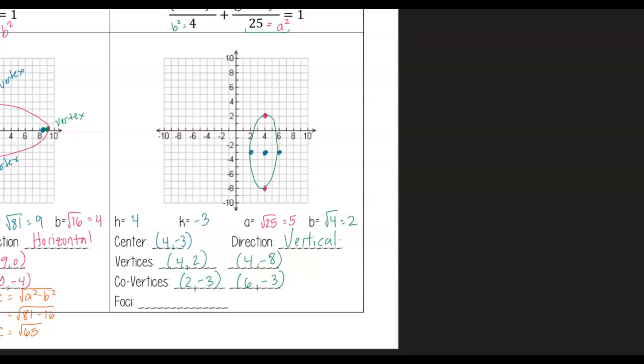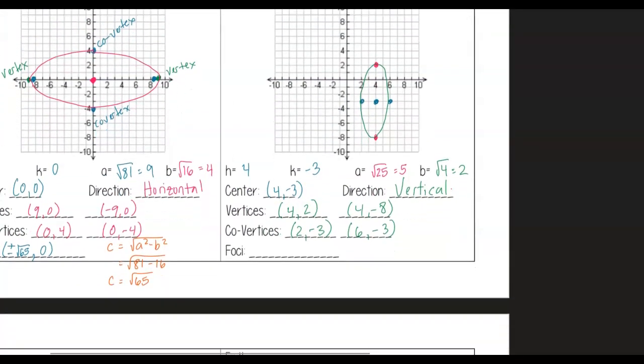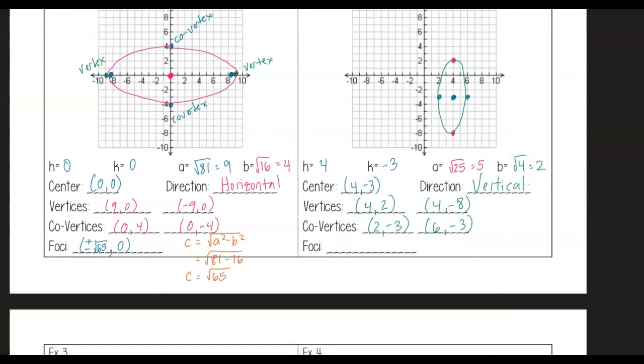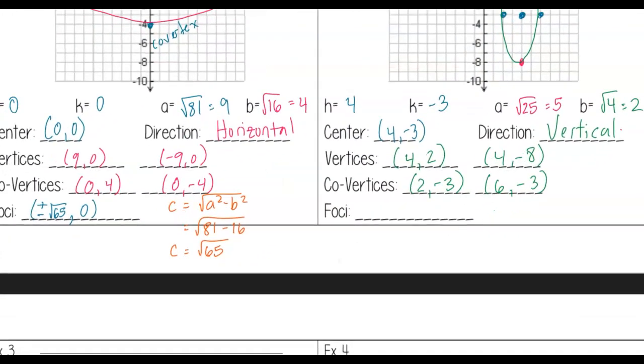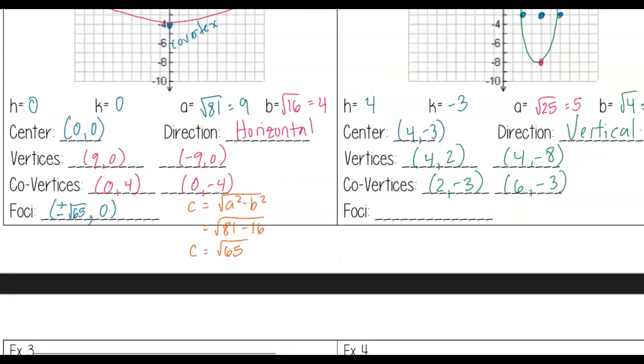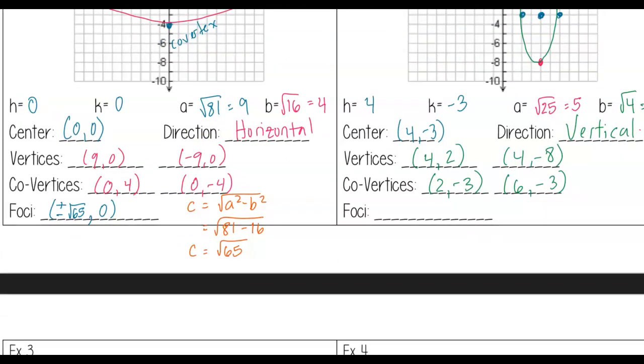Now, how do I go about finding out where my foci are located, David? What should I do to find my foci? David going once. David going twice. Okay, let's do Dawson. What do I have to do to figure out where my foci are located?